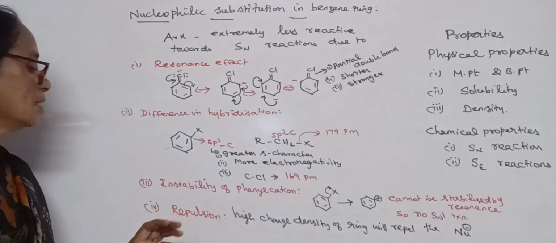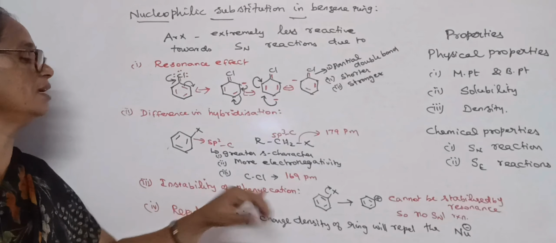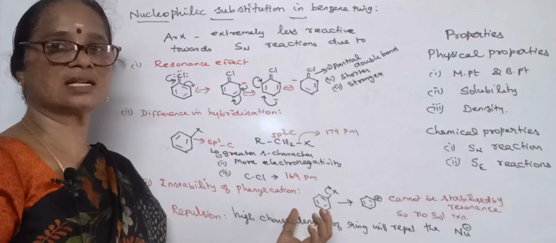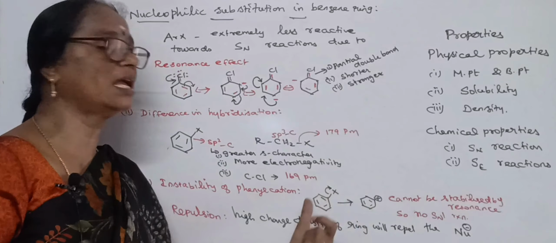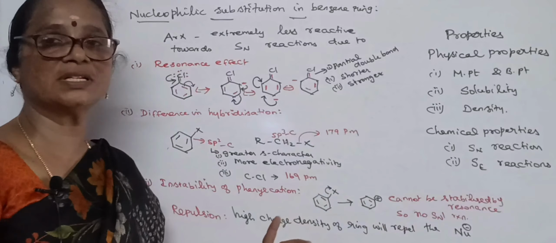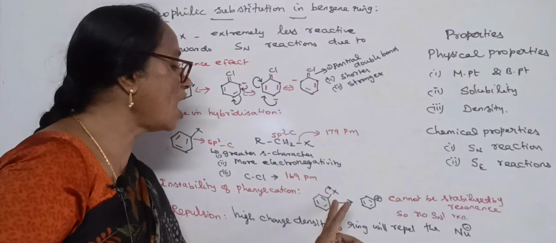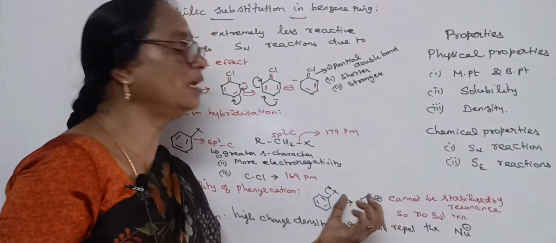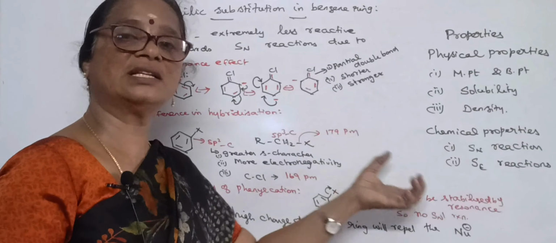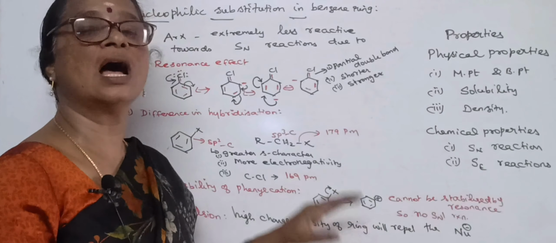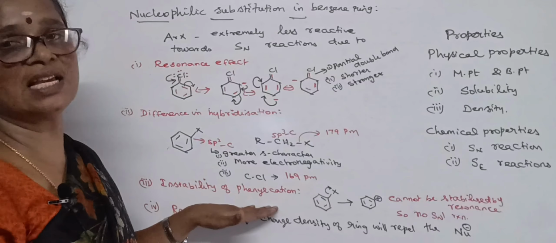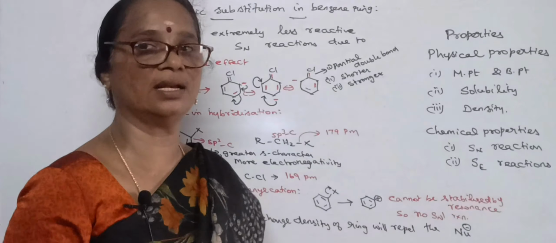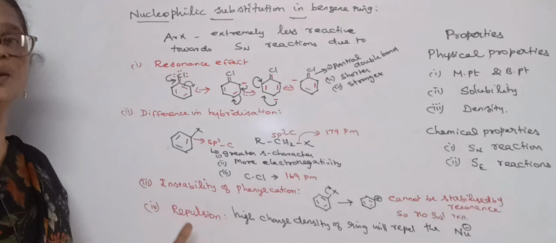Once again, one more thing: the instability of phenyl cation. The ring may undergo self-ionization, that means the halogen can withdraw the electron and leave as X minus, where the carbon gets a positive charge. But the phenyl cation formed cannot be further stabilized by resonance, and hence this SN1 reaction is also not possible in haloarene. And the last point, repulsion.